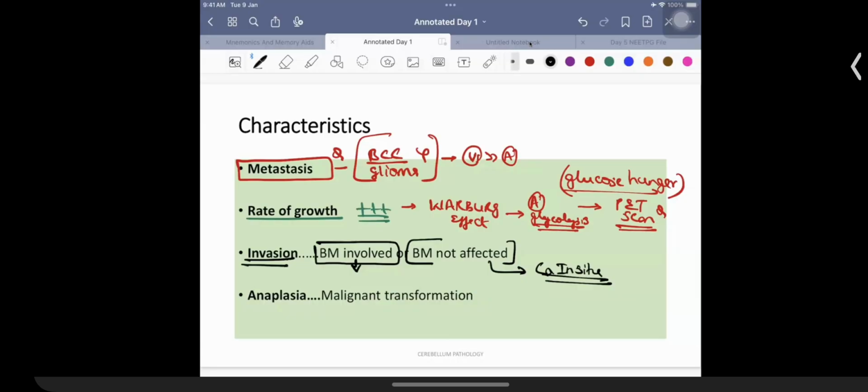Whenever we're going to be talking about anaplasia, it is just going to be an irreversible change. Anaplasia is an example of an irreversible change. And what is suggested by this irreversible change? It is associated with malignant transformation. This is associated with malignant transformation.